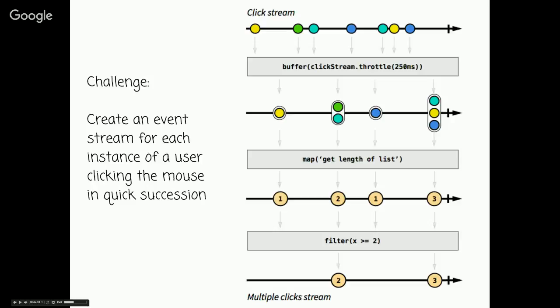Then we simply map a function on top of those collections to get the length of those collections. So the first one is 1, the next one is 2, and then 1, and then 3. And then we can just filter out all of those single clicks. And now we have an event stream of 2 and 3 clicks. And then you can have some function which calls on every event in that stream. Again, it takes some time playing with it to actually get a feel for how this works and how you can use it. But it's really quite powerful, and it makes what might otherwise be really complex code much more straightforward.